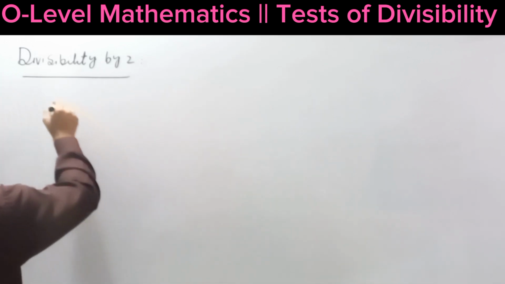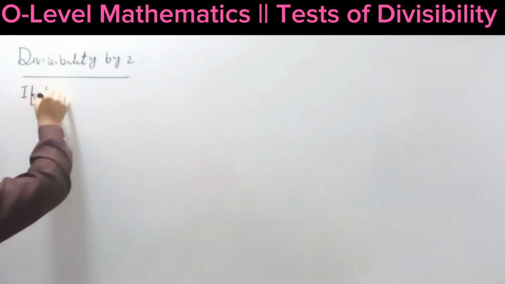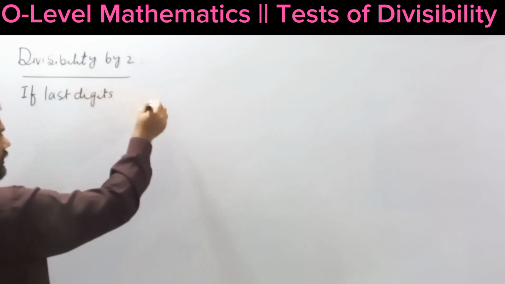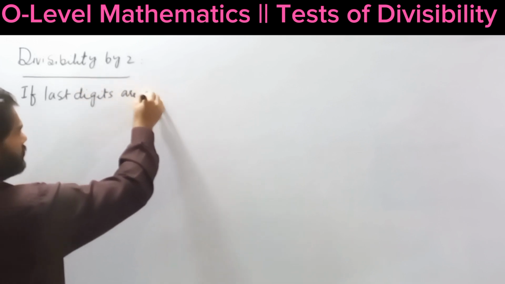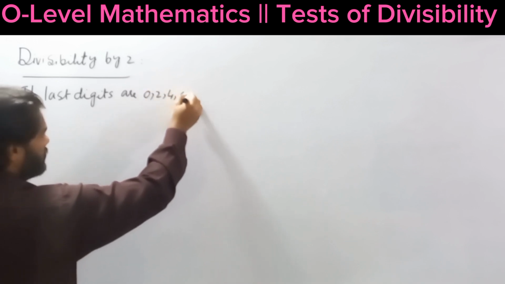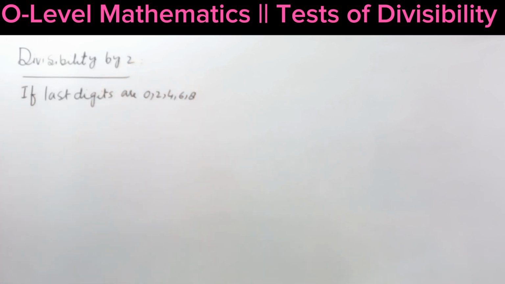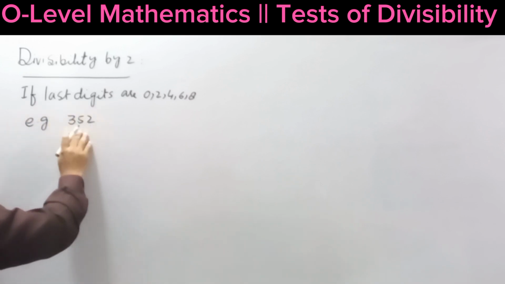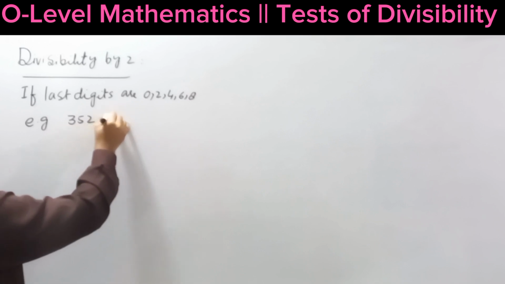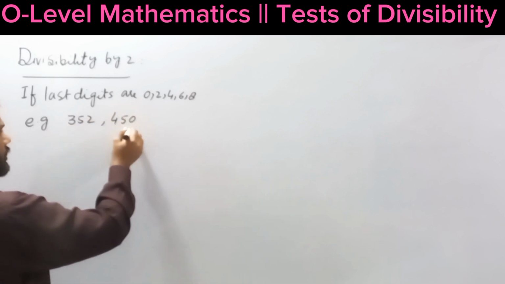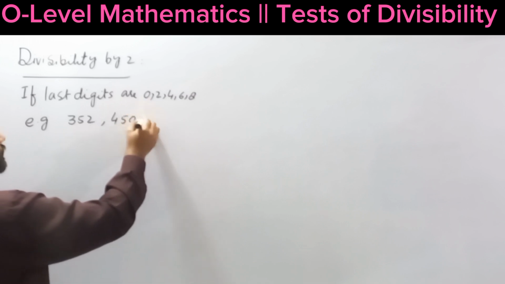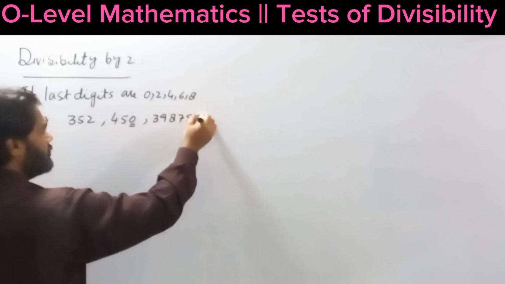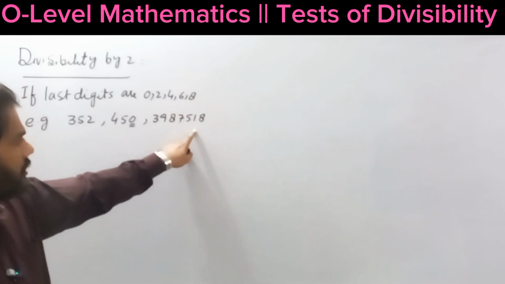So if the last digit of a given number is 0, 2, 4, 6, or 8, then that number is called divisible by 2. For example, 352 is divisible by 2 because its last digit is 2. 450 is also divisible by 2 because its last digit is 0. 398715518 is also divisible by 2 because its last digit is 8.